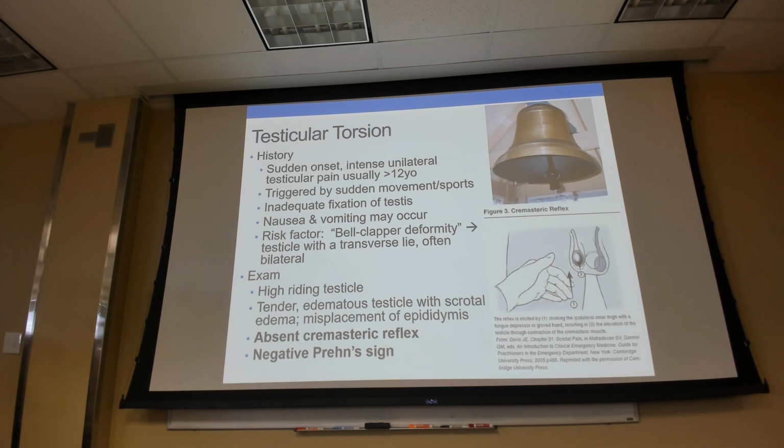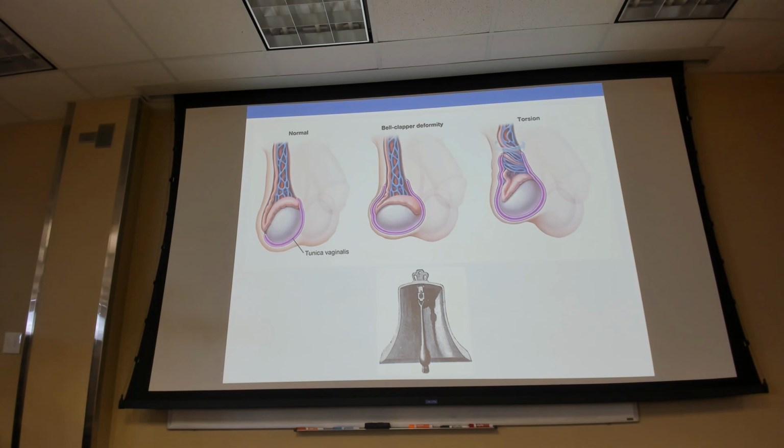Certainly if it's torsed, it's going to be higher. If it's already high and you try to elevate it, nothing will happen because it is still twisted, so it's a negative Prehn sign. And then that cremasteric reflex is not there again because it's already twisted and high, so there's nowhere for it to go. That's called that bell clapper deformity, because it looks like a bell where it's wide because of the transverse lie.